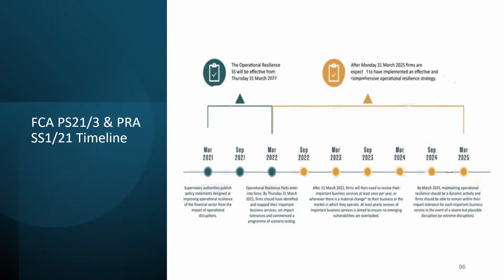So from the 31st of March 2022, firms were required to review their important business services at least once per year or whenever there's a material change to their business or the market in which they operate, to ensure that no emerging vulnerabilities or emerging risks have been overlooked.